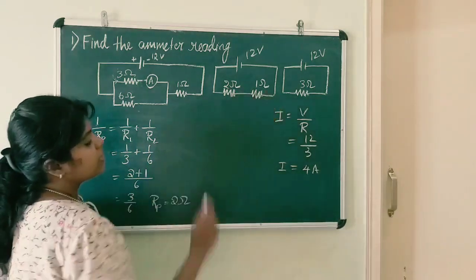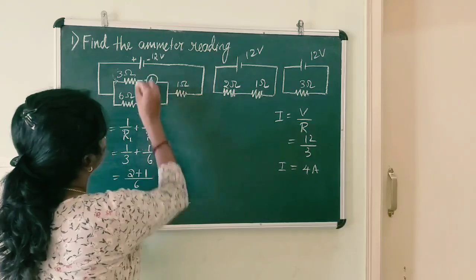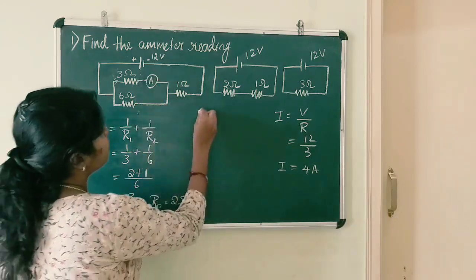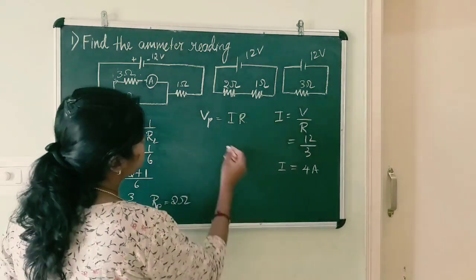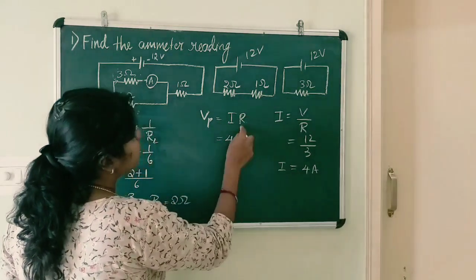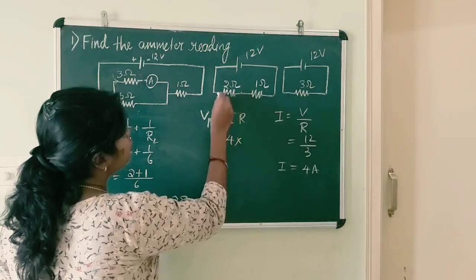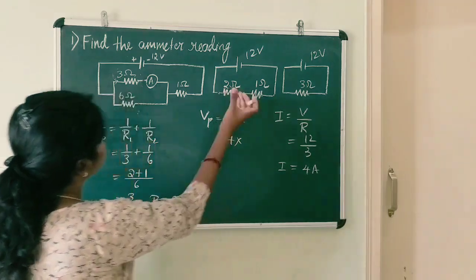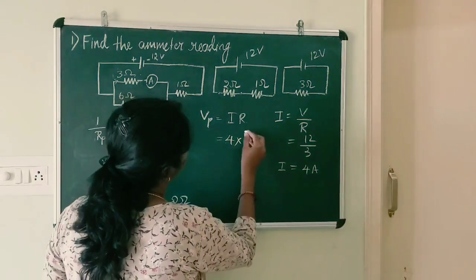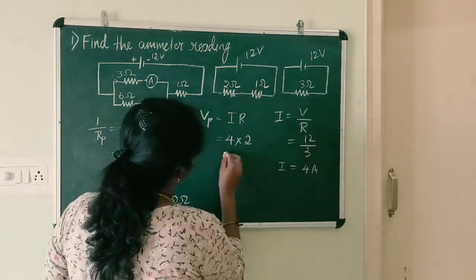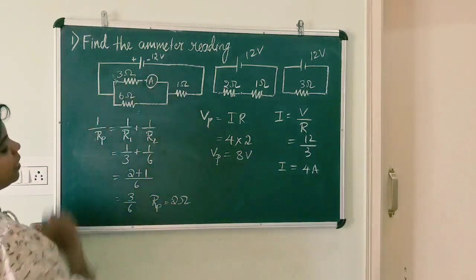If the resistors are in series, current is same but the potential difference is different. So to find the potential difference of this 3 ohm and 6 ohm, we use V is equals to IR. Here the current is 4 ampere. Resistance is 2 ohm. Here we are finding the potential difference across these 2 points, and this potential difference is same for these 2 resistors. 4 into 2 ohm becomes 8 volt. This is the potential difference of parallel combination.